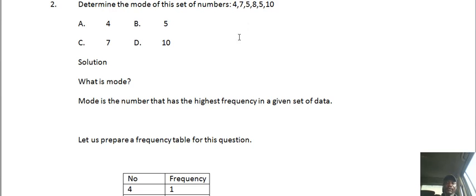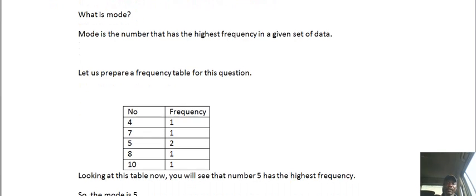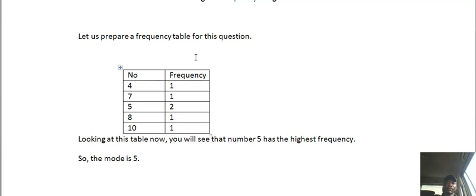So in other words, let's prepare a frequency table and see the number that comes most in this set of data. In our frequency table, we discover that 4 comes once, 7 comes once, 5 is twice, 8 is once, and 10 is also once. So you will see that number 5 is the only number that comes twice, which also has the highest frequency. So in that case, 5 is the mode.